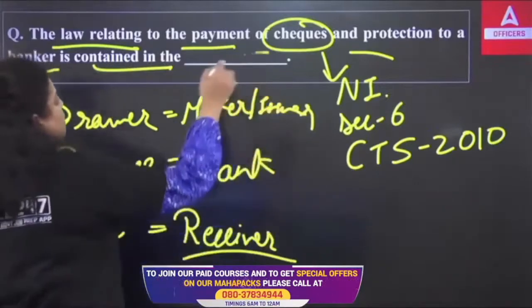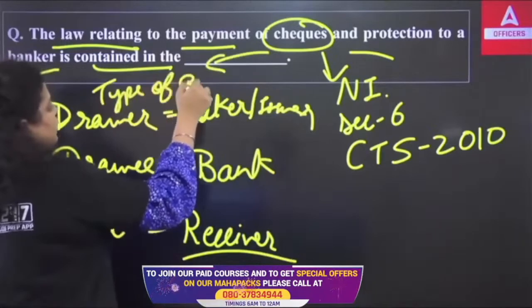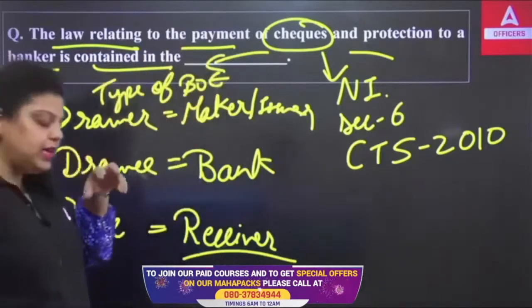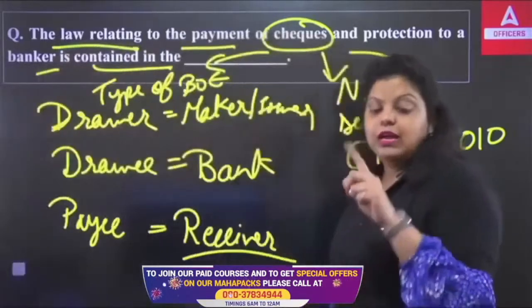And the check will always be a type of bill of exchange. It will be a type of bill of exchange because you can easily endorse the check. You can easily transfer the check from one person to another. That's why the check is known as what?